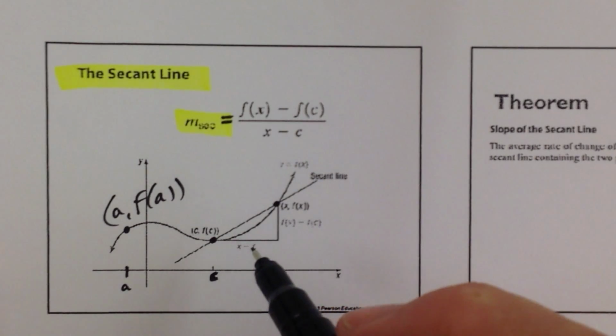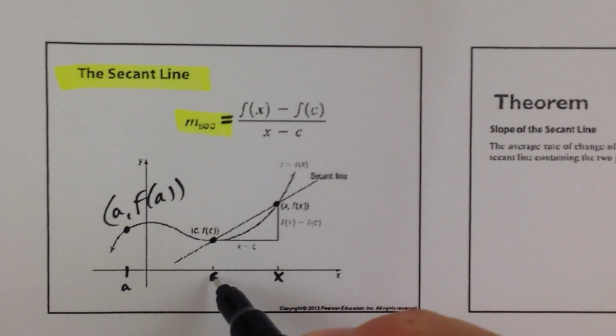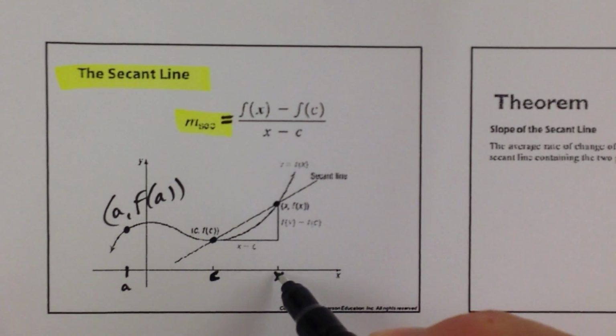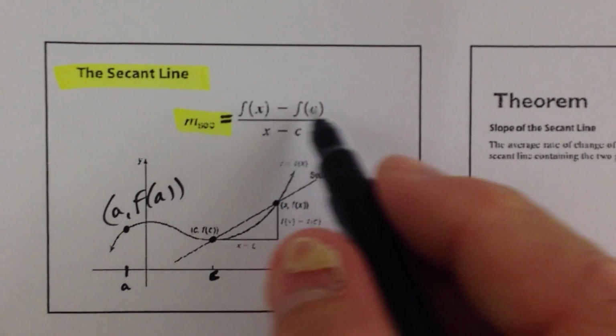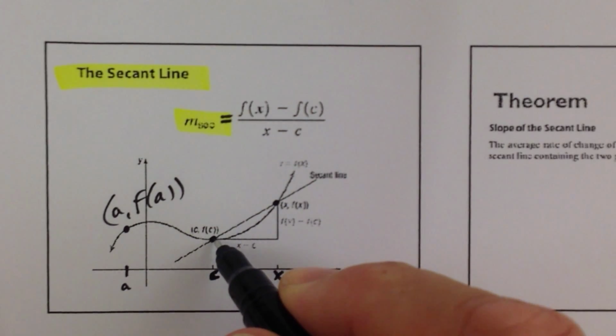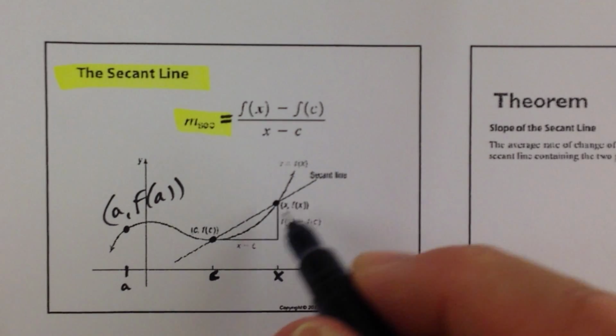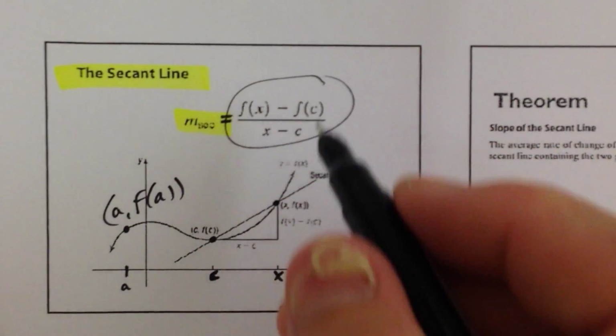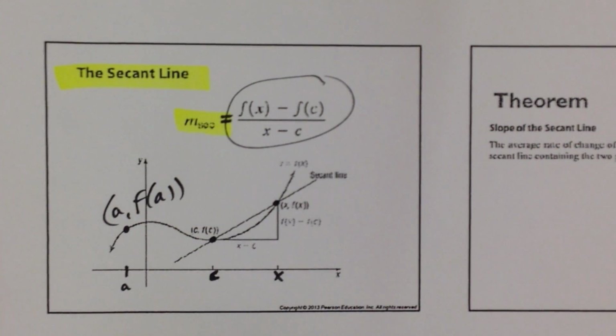But if you want to know what the average rate of change is from this value here c to this value here x, you would use that formula, f of x minus f of c over x minus c. Well, that just so happens, when we put the x's and the c in there, to be the slope of the secant line. And that's exactly what that is.